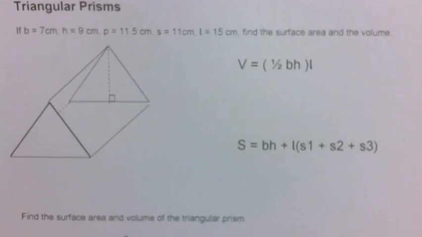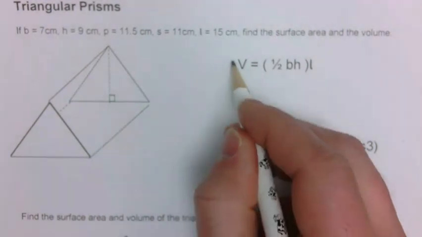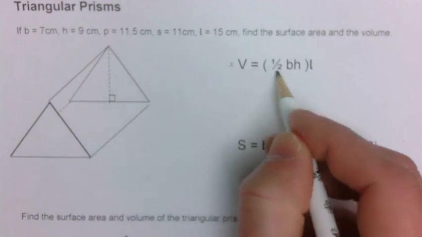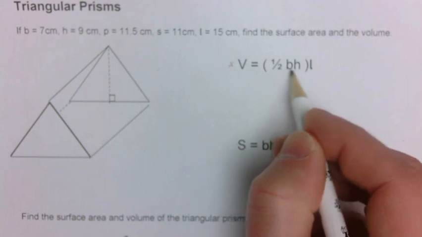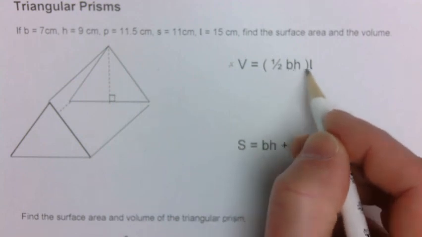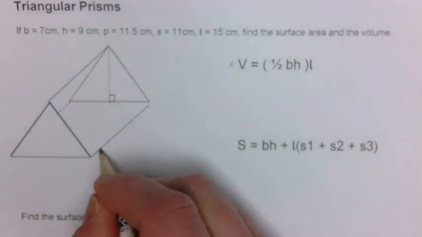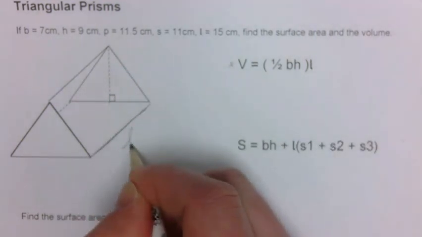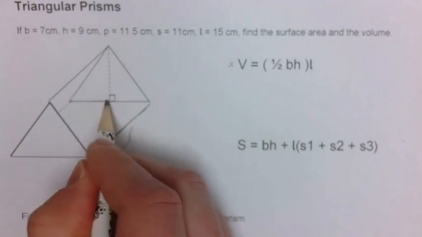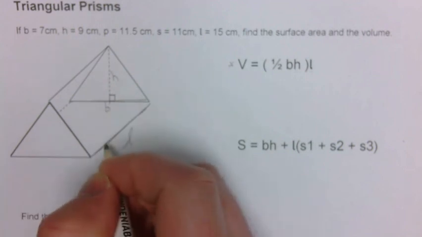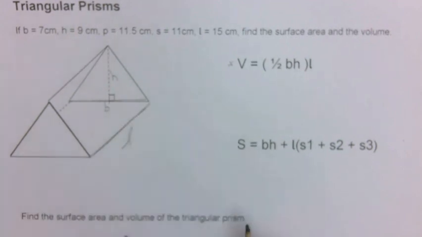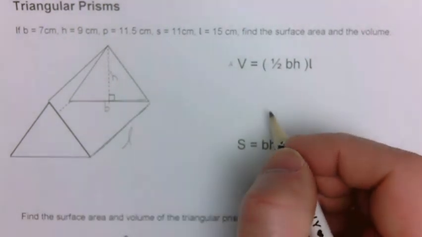Next, we're going to calculate the volume of a triangular prism. Our formula for that, again, is V equals 1/2 the base times the height times the length. The base times the height comes straight from the triangular face. And again, the length is what connects the two triangles together. So this segment right here is going to be the length. The base and the height have to be perpendicular to each other. And then all I have to do is multiply those values together.